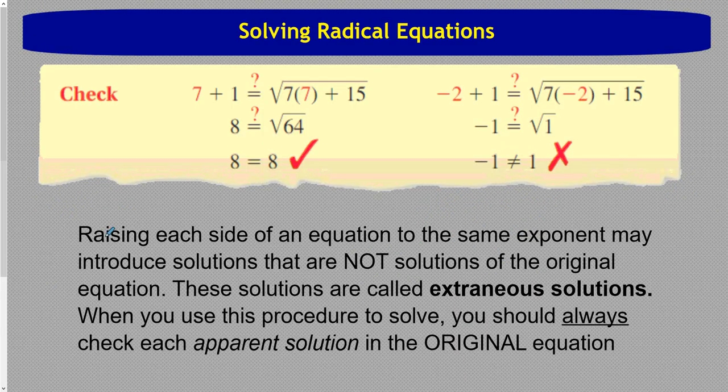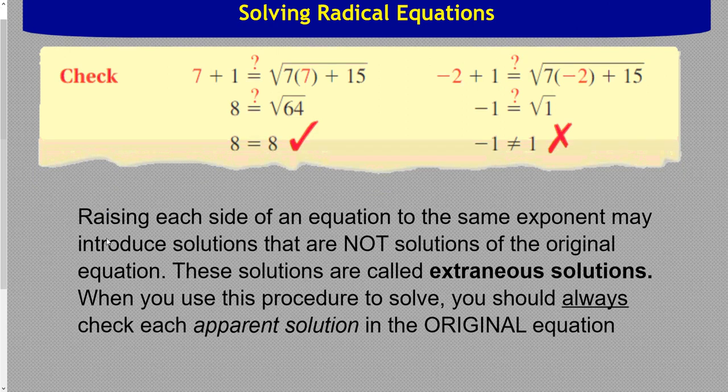7 plus 1 equals the square root of 7 times 7 plus 15. So on the left we get 8, and on the right we get the square root of 64, which is 8. So 7 works. If you look at the -2, when negative 2 is plugged in for x, I get negative 1 on the left side, and then the square root of 1 on the right side.